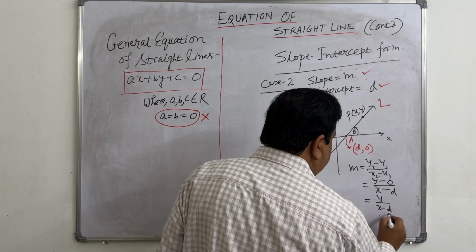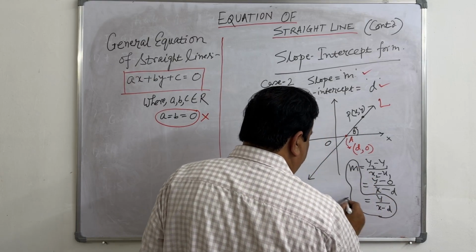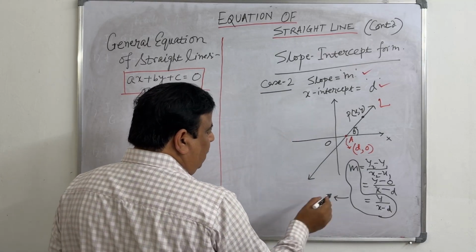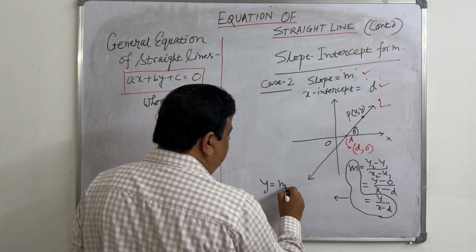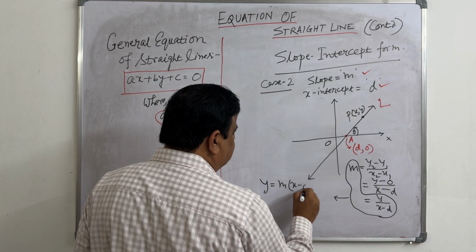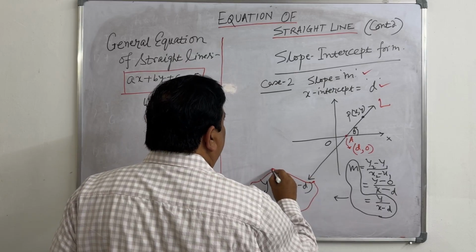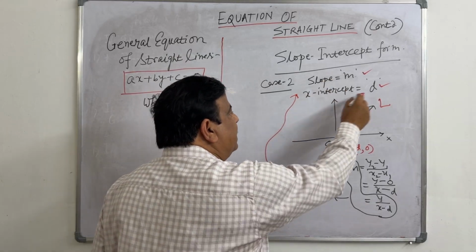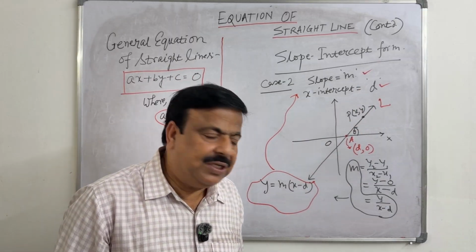So you are getting this relation. If you cross multiply, what will you get? y is equal to m into (x minus d). So this is the equation of this line whose slope is m and x-intercept is d. It's a very important equation, so you should remember this.